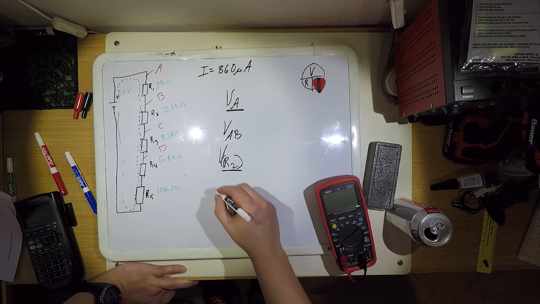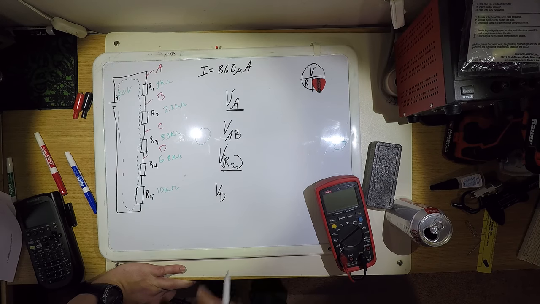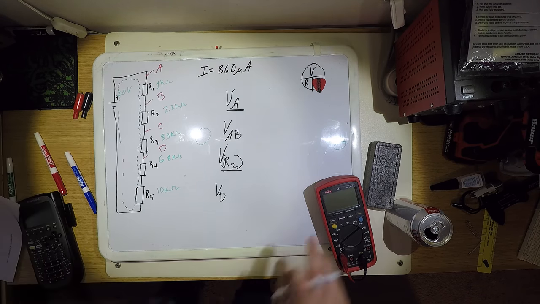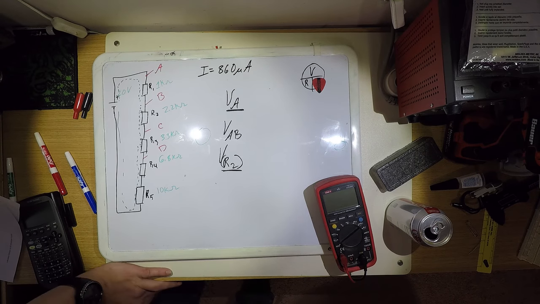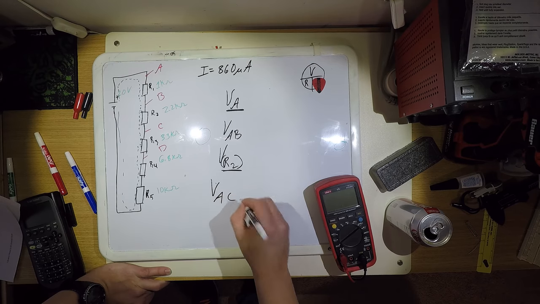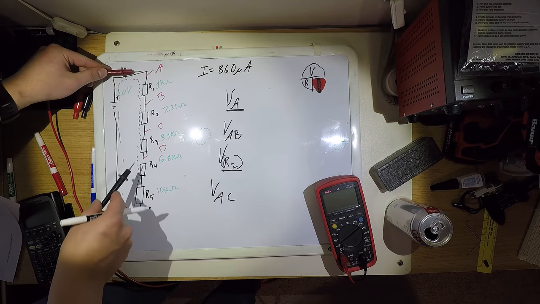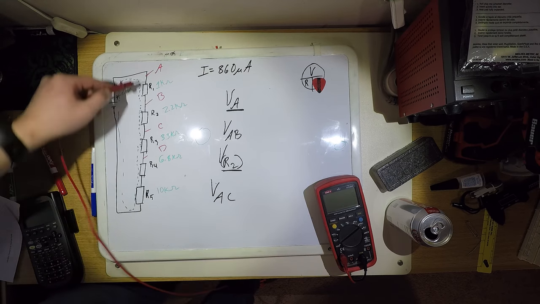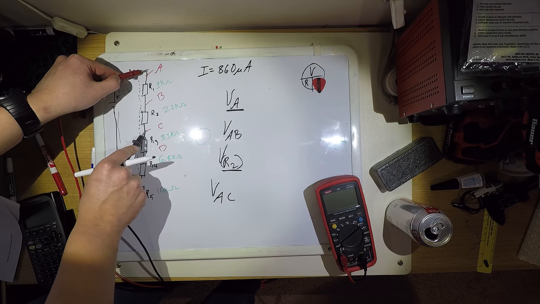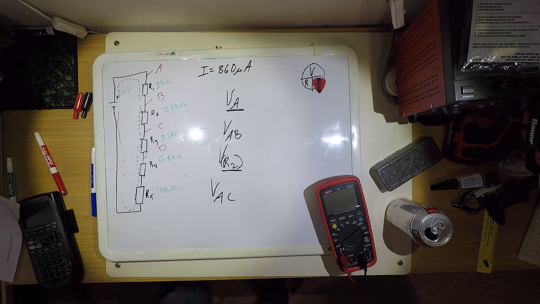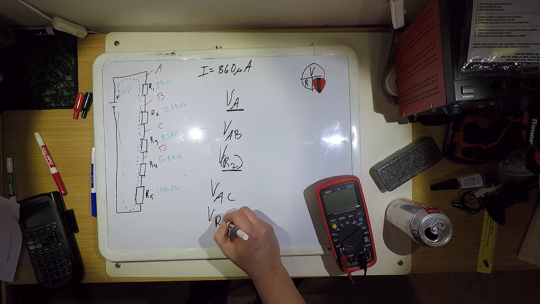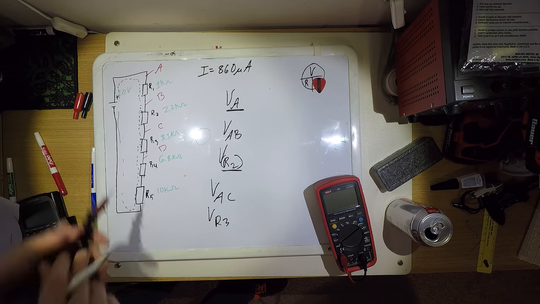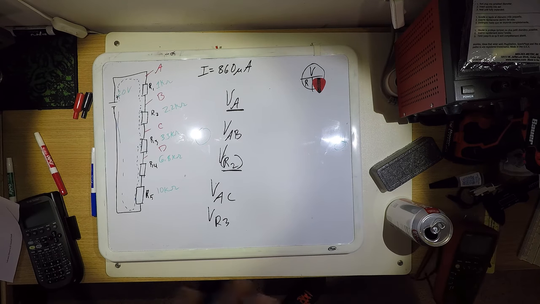If you were to say the voltage of VD, you would probe positive lead on D, negative lead on ground. If somebody were to say VAC, it would be positive lead on A, negative lead on D. Wait, on C. And if somebody were to say VR3, you would probe across R3. That is how you measure that.